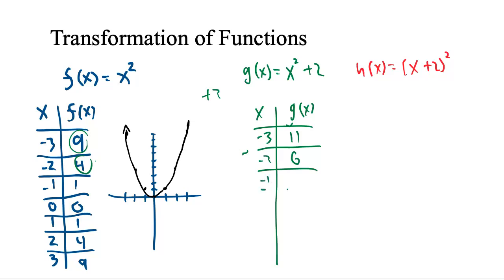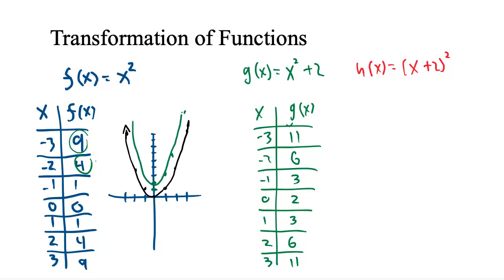Again, -1 squared is 1. Add 2, you get 3. 0 plus 2 gives you 2. Same thing, it's symmetric. So if I think about what that does to the graph, and plot this on the same axis, all these points are just 2 points higher. So I go 1, 2, 1, 2, 1, 2. Notice how this one is just 2 points higher, and so this one is like this.